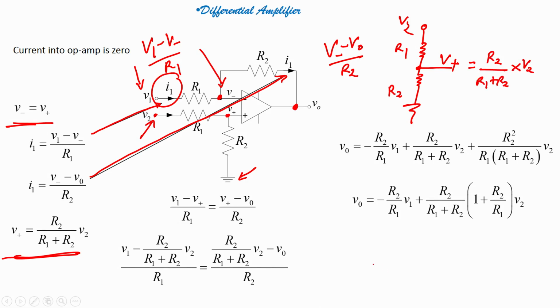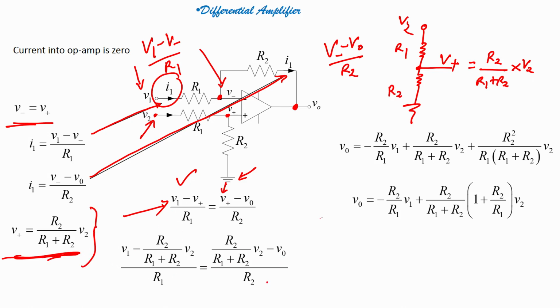Now, I know that V minus equals V plus. So, I will put my value I1 equal to both these values: V1 minus V minus, divided by R1, equals V plus minus VO, divided by R2, correct. Now, if I substitute the value of V plus in this equation, what will I write? V1 minus this value, divided by R1, equals this whole value divided by R2. Again, we are substituting in this place, right.